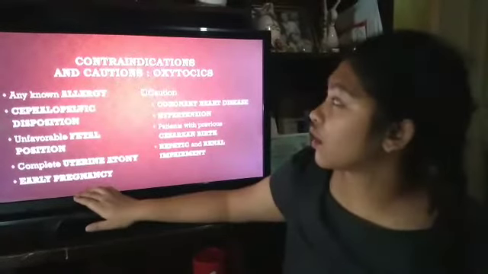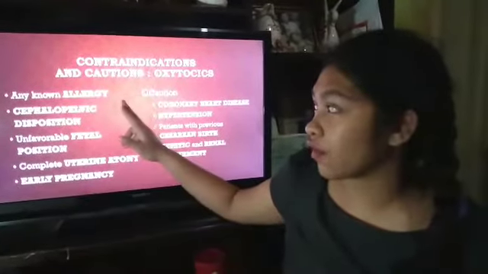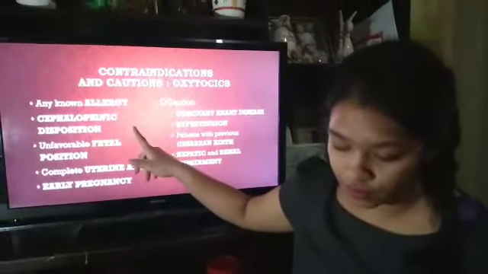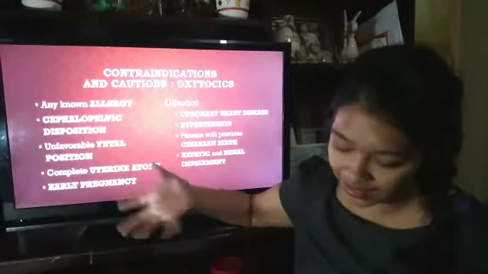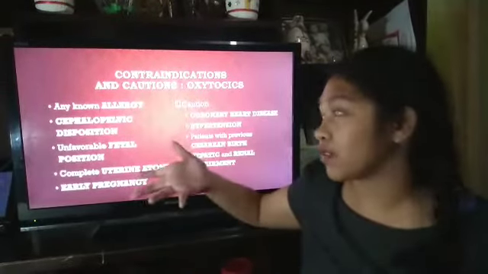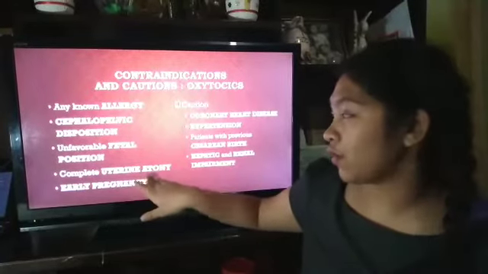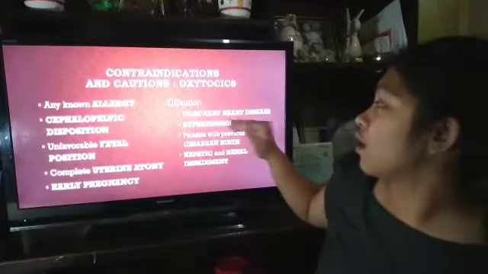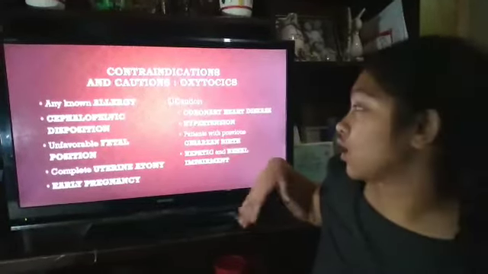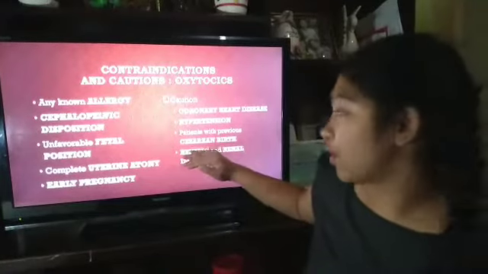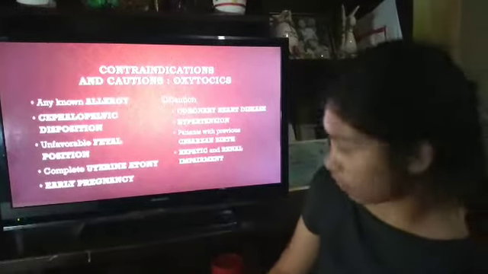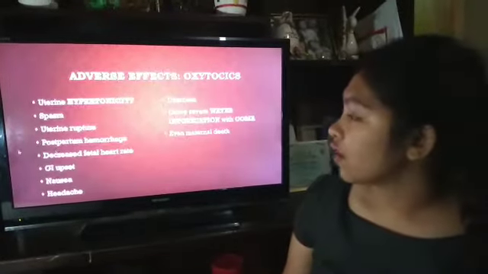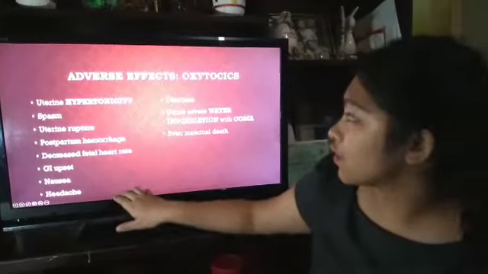Next are contraindications and cautions of oxytocin. Of course, any known allergy, and cephalopelvic disproportion, which is when the baby's head is too large to fit through the mother's pelvis. Complete uterine atony, early pregnancy. Caution is needed with people with coronary heart disease, hypertension, patients with previous cesarean birth, and hepatic and renal impairment. Next are the adverse effects of oxytocin.